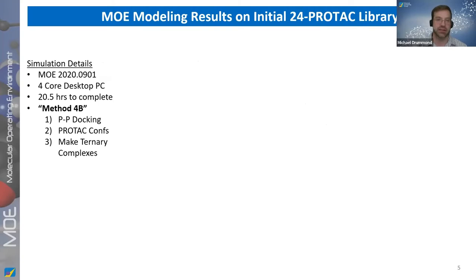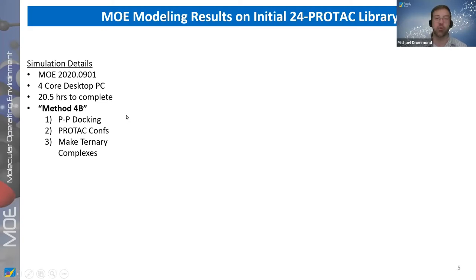And I did this just as a sanity check on my home computer. Now this home computer is about 8 years old and it has 8 cores, so it's still doing okay. The main disadvantage of my home computer is it is my home computer, so my kids use it as well. And so if I use up too much of it, then they can't watch their YouTube and all that, so I get yelled at. So I can only use half of it. So to make a long story short, to simulate these 24 PROTACs on my local compute resources, it took just under a day. And the technique I used is something we call Method 4B.